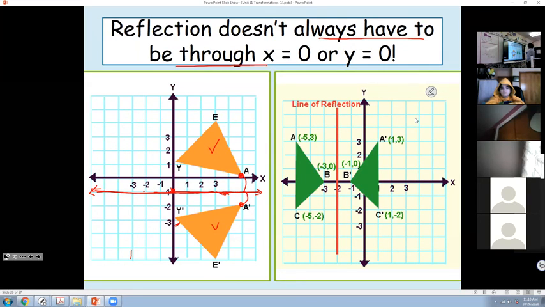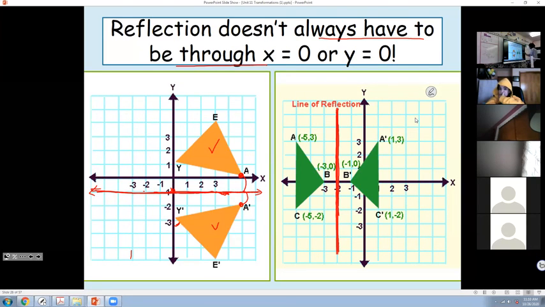Next one, guys. We will talk about it in detail tomorrow. This is kind of an introduction. All right. So what is this one? Line of reflection. Is this line the middle line? Is this line the middle line? This one? Guys, is it in the middle?